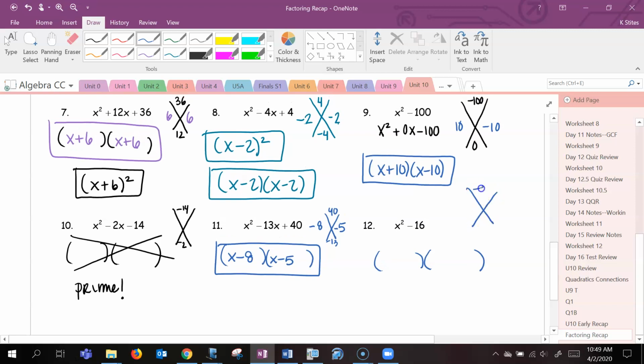And then the last one is similar to number 9. We're multiplying to negative 16 and we're going to add to 0. Again, we're adding to 0 because there is no x term. If you want, you can rewrite it. But the key idea here is when you're adding to 0, it means you have opposites. So you need one positive, one negative, and it needs to be the same number in order for that cancellation to occur. So that should be a 4 and a negative 4. So x plus 4, x minus 4. And again, you could FOIL it out if you want to check your answer.